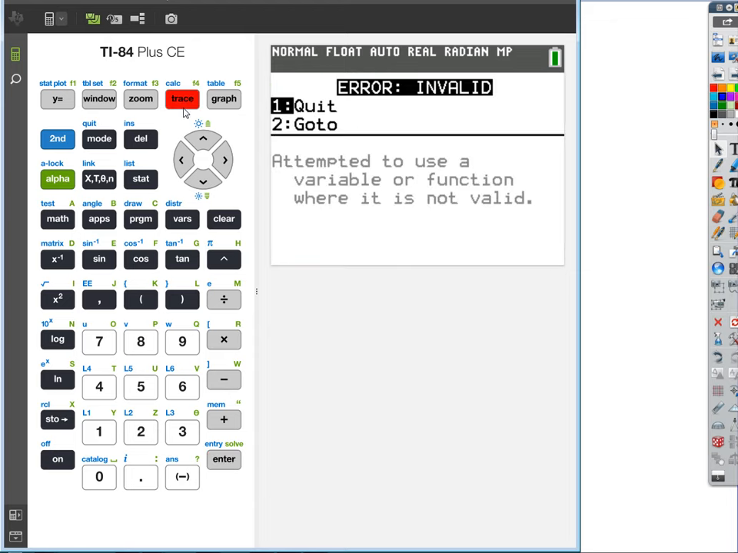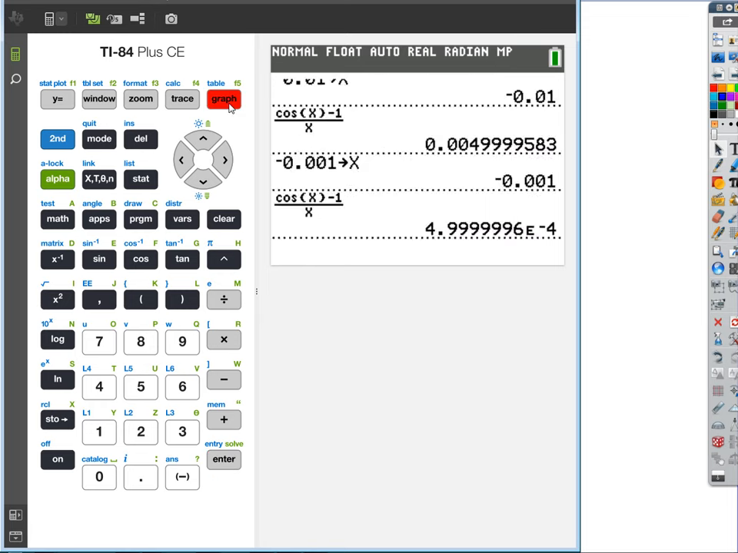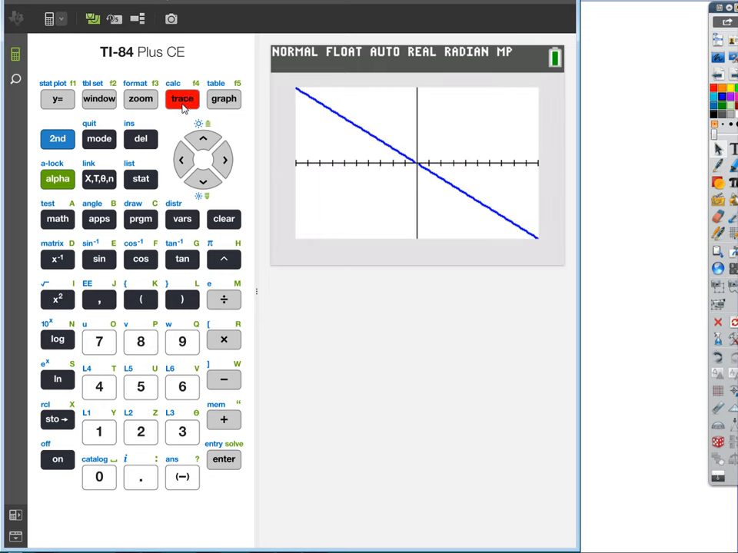So what if we hit trace 0? Oops, gotta go graph first. Trace 0. No y value, how come? There's a hole, yeah. And that's the only way to find the hole on a graph, is it's not gonna show up, right? It'd be nice if they put like a little circle there. I've never seen any graphing technology that does that, but that would sure be cool.